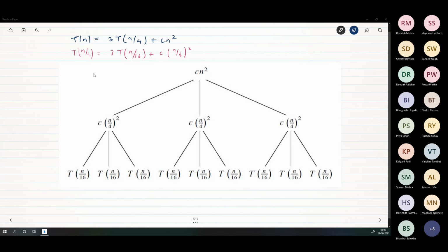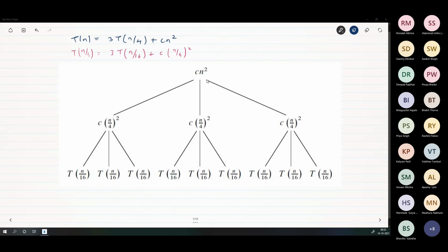So at the second level, we have t of n by 4 is 3 times t of n by 16 plus c times n by 4 squared. So at the second level, the cost is c times n by 4 squared, c times n by 4 squared, c times n by 4 squared, for each occurrence. Correct? And then at this level, we have 3 branches because for each of them, we count 3 t of n by 16 3 times. So there are 3 branches for each one.